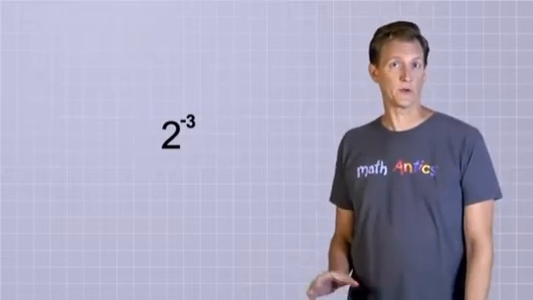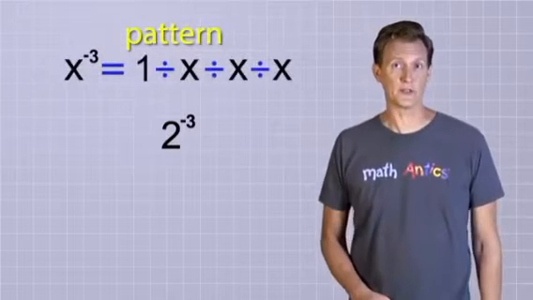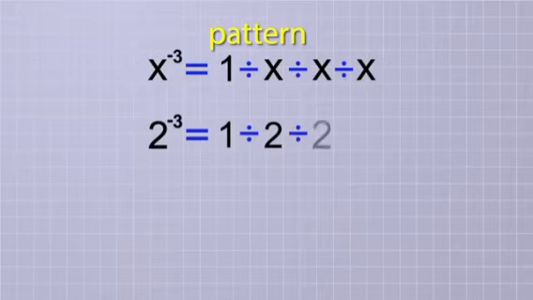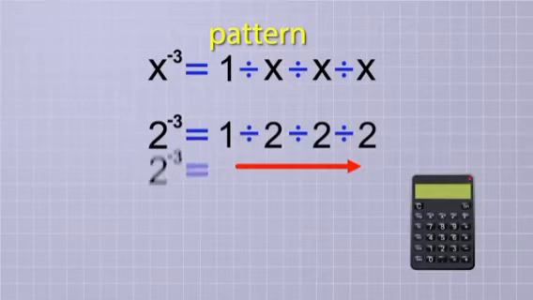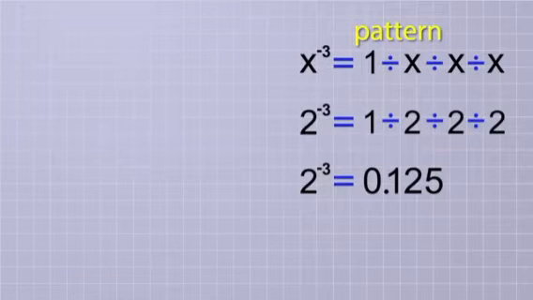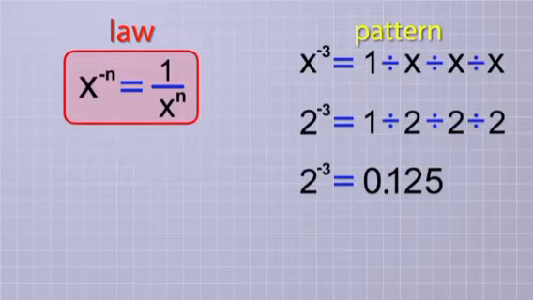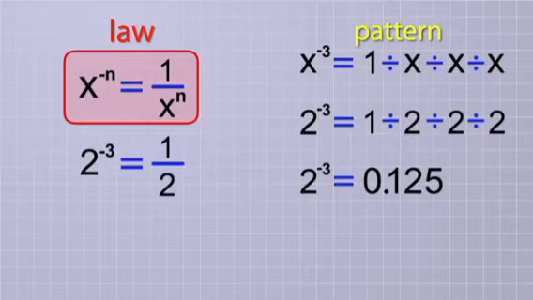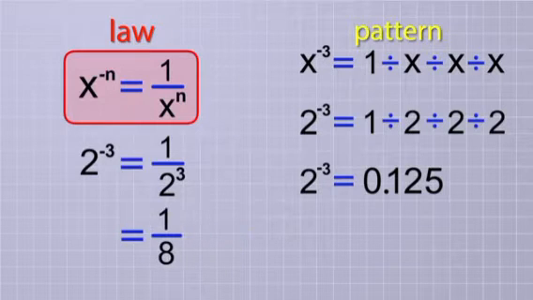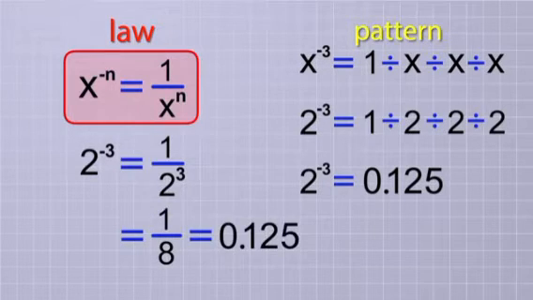Let's first try that as a repeated division problem like our pattern shows us. We always start with a 1, so we would have 1 divided by 2 divided by 2 divided by 2. If we do those operations from left to right using a calculator, we get 0.125 as the answer. Now let's write it in fraction form like our law of exponents tells us we can. 2 to the -3rd power would be the same as 1 divided by 2 to the 3rd power. And that's the same as 1 over 2 times 2 times 2. Which simplifies to 1 over 8, and 1 over 8 simplifies to 0.125.